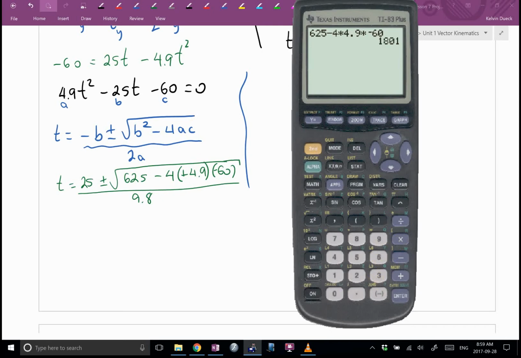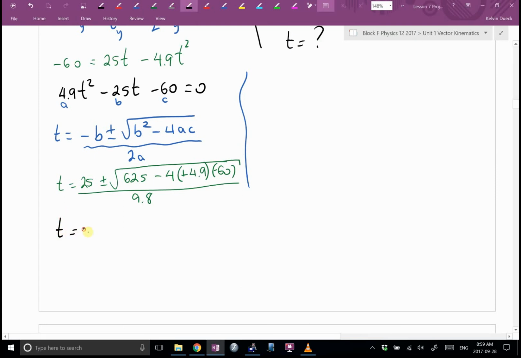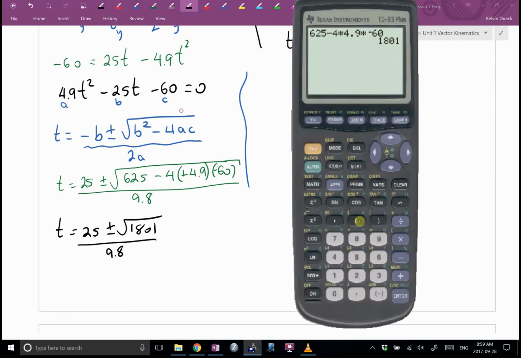I would rewrite this very quickly as t equals 25 plus or minus the square root of 1801 divided by 9.8. If you are good at getting this right and just backspacing and editing, that's great, because then you can go to your calculator, bracket 25 plus the square root of 1801. I have to close off the square root, close off the top, divided by 9.8. There's one answer. This is one of the main reasons I went on my calculator rant last year. If you can backspace and just change that to a minus sign, there's your second answer.